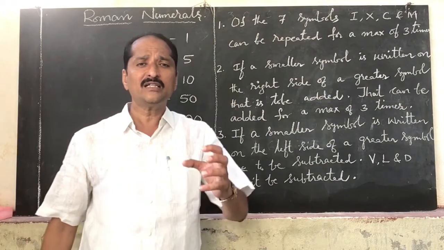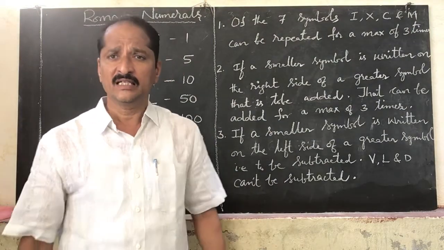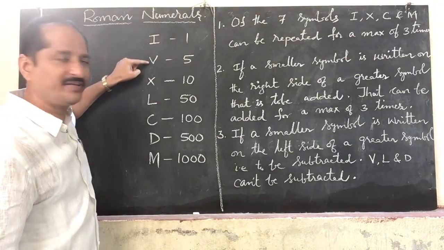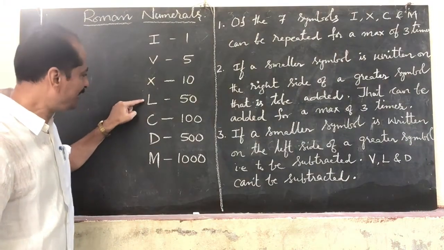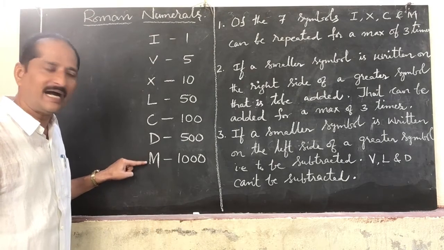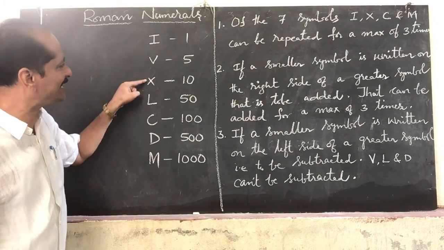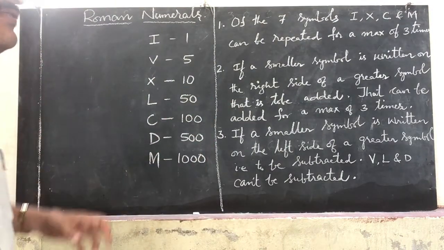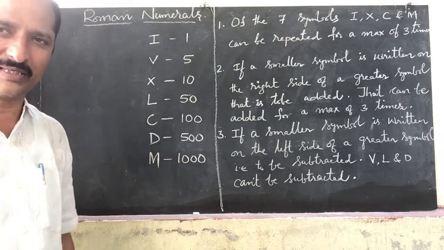And what are the rules hidden in this? The first one is smaller symbols. See here, I is smaller than V, V is smaller than X, X is smaller than L, L is smaller than C, C is smaller than D, D is smaller than M. And M is greater than D, D is greater than C, C is greater than L, L is greater than X, X is greater than V, V is greater than I. So, in this way, you have to remember the greater symbols and the smaller symbols.